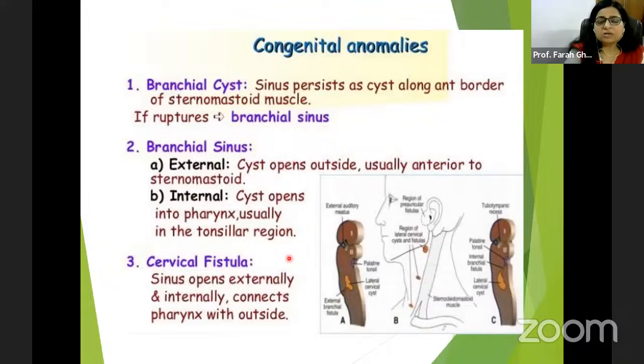Then there could be a fistula also, branchial fistula or cervical fistula. उनकी भी opening inside या outside depending upon the external or internal nature पे होती है, और उसके according वो open करती है. So this is the applied aspect, or you can say the anomalous development of the branchial sinus or the cervical sinus into the cyst.